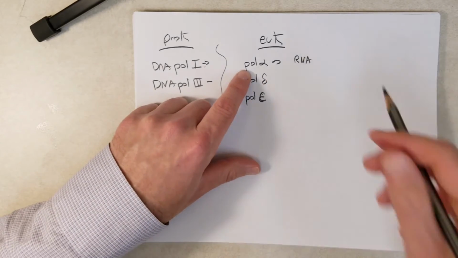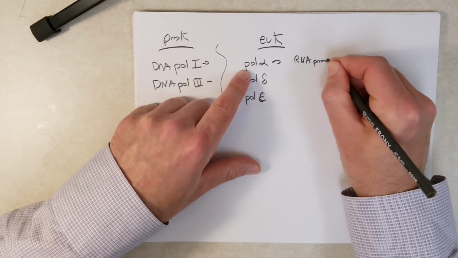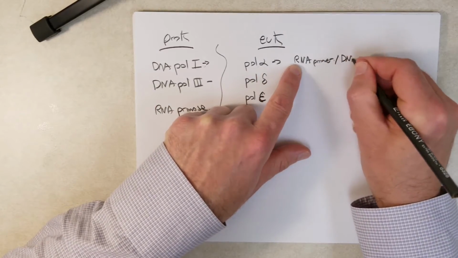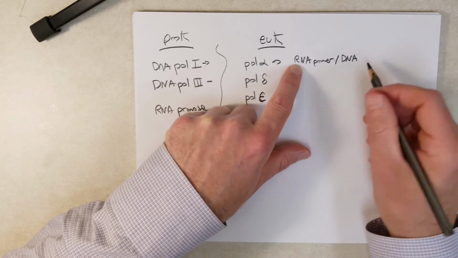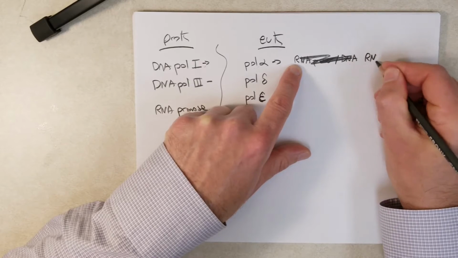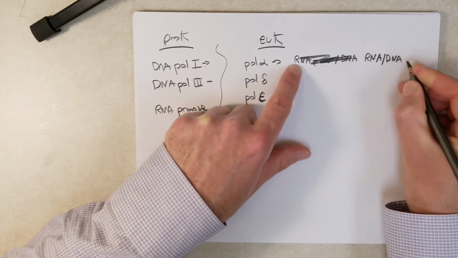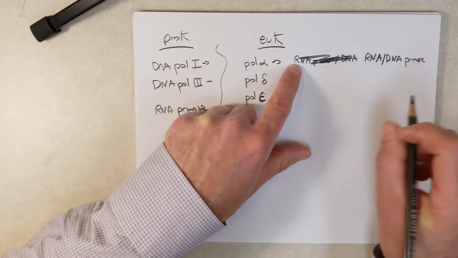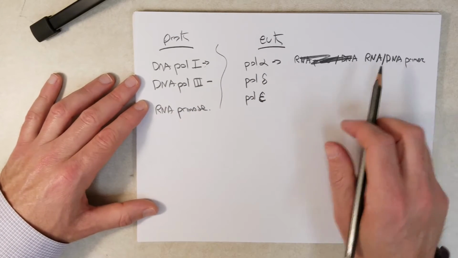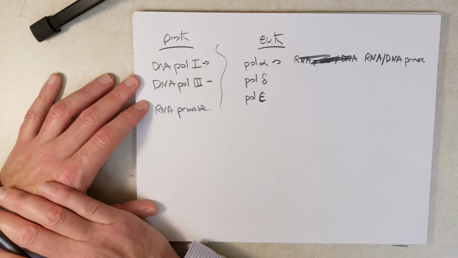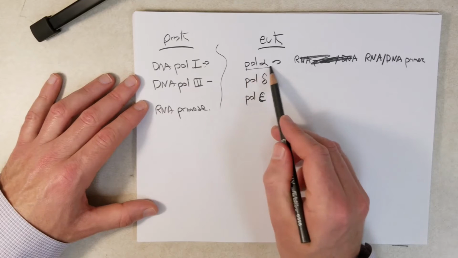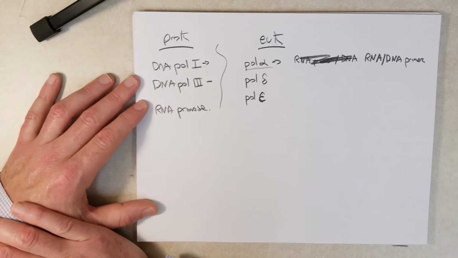It makes an RNA primer initially, but then it switches to using deoxyribonucleotides. So it makes a hybrid RNA-DNA primer. So really cool, right? It doesn't just use ribonucleotides. It uses ribonucleotides first, and then it switches to deoxyribonucleotides. Okay, so pol alpha is making the primers needed for DNA replication.